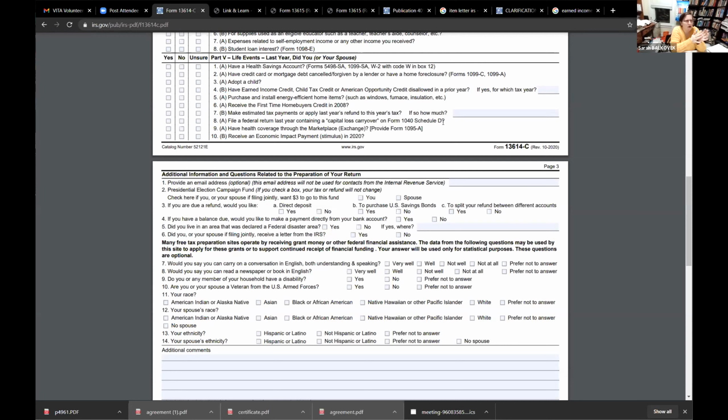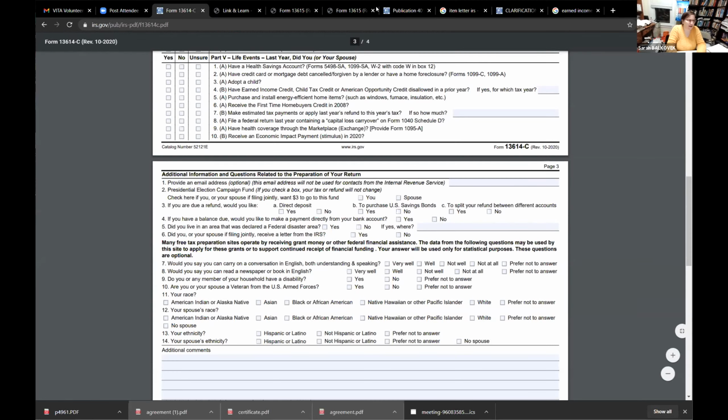Have healthcare coverage through the marketplace exchange. Provide form 1095A. So, 15 minutes left. All right. The Affordable Care Act, colloquially known as Obamacare, was passed in 2009. What happened with that was exchanges were made on the state level, whereby if you did not have a group insurance rate through your employer, you could go on to these state exchanges and you could get a health insurance plan. Depending on what you made, that could be subsidized further.